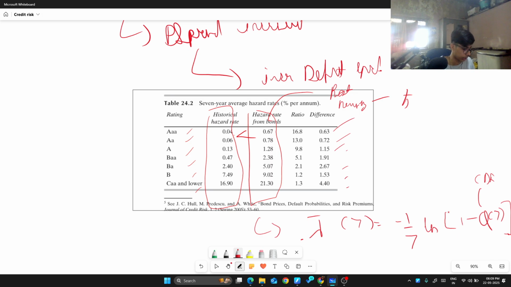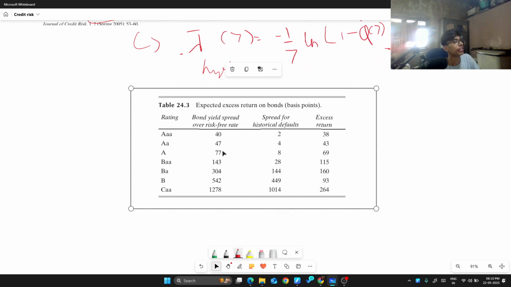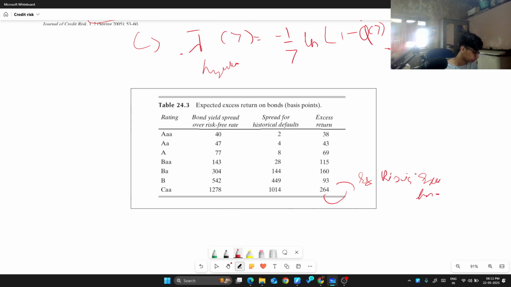Okay, and if we put this value, then you get the hazard rate of that year. And in this table you can see the excess return, the difference between the hazard rate from bond and from historical data, and you can use this to say how much bias point is excess from the return. That would be expected excess return.